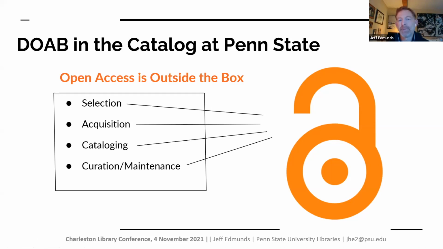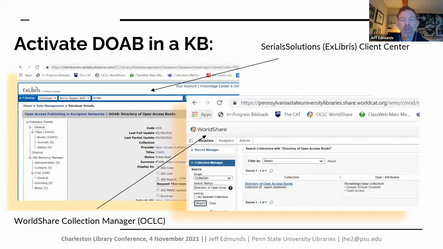So next slide, Niels. What we do here at Penn State, this will come as no surprise to some of you. For others, I hope it's news. As Niels showed on an earlier slide, the DOAB metadata is fed to the discovery service provider, such as ProQuest or EBSCO or OCLC. And the first and most obvious way of getting these materials into your catalog or your discovery layer is to simply activate the DOAB collection in your knowledge base.